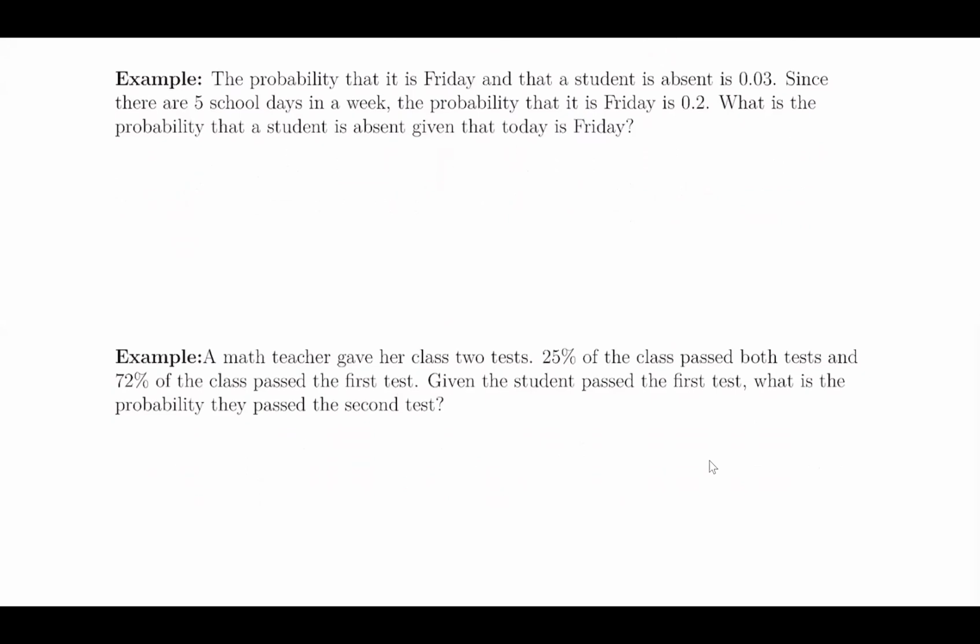let's do this one. It says the probability that it is Friday and that a student is absent is 0.03. Since there are 5 school days in a week, the probability that it is Friday is 0.2. What is the probability that a student is absent given that today is Friday? For right now, we're just going to ignore what the problem is asking us, because first we want to see what information is given to us. If you look at the problem, there are two events that are given to us. What are the two events that are given to us?